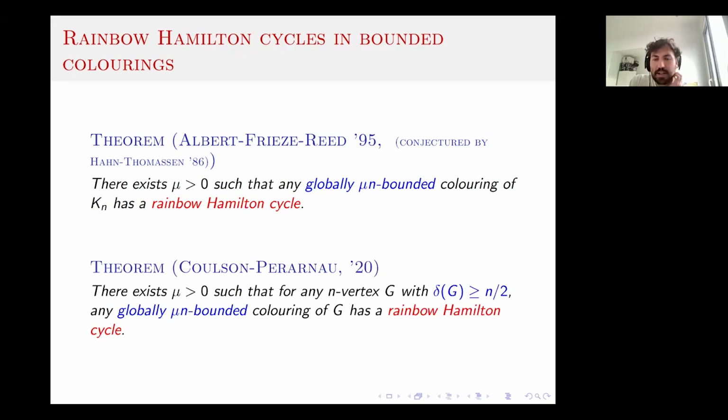Okay, so finally, let's get back to the robustness. This is a result of Coulson and Perarnau from 2020, which shows that you can do this in non-complete graphs. You can do this as soon as you're above the extremal threshold. So there's two ways of doing this. You're strengthening Dirac's theorem. Once you're above the extremal threshold, then in fact you're robust for a Hamilton cycle. You can find a rainbow Hamilton cycle in any bounded coloring. And it's also strengthening this Albert, Fries, Reed, which is the case for G being the complete graph.